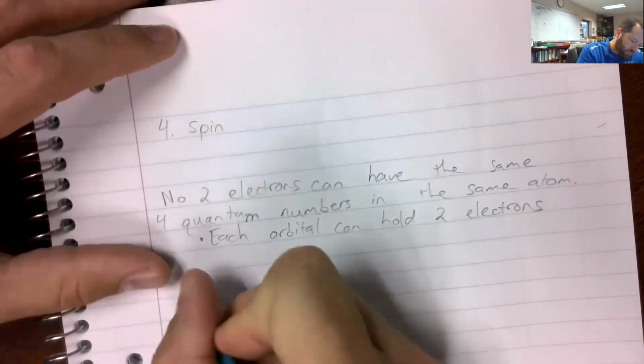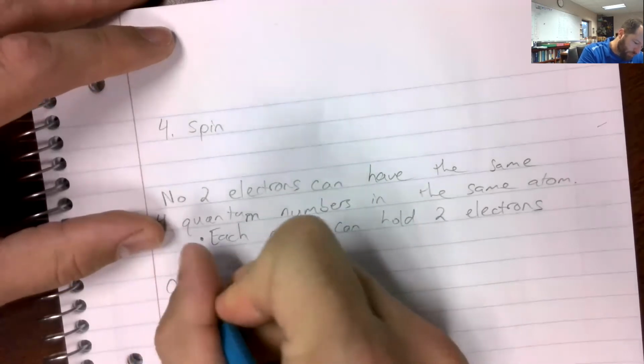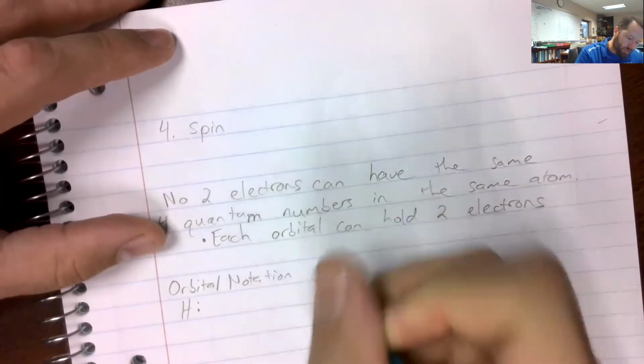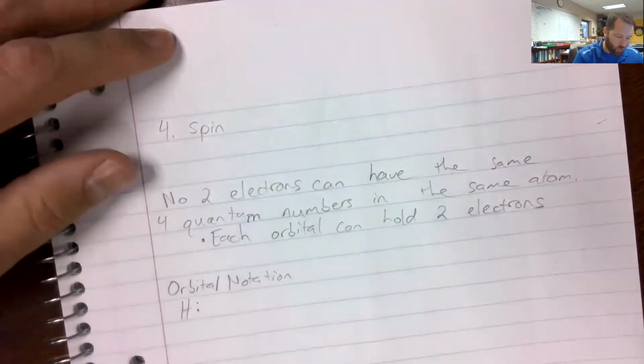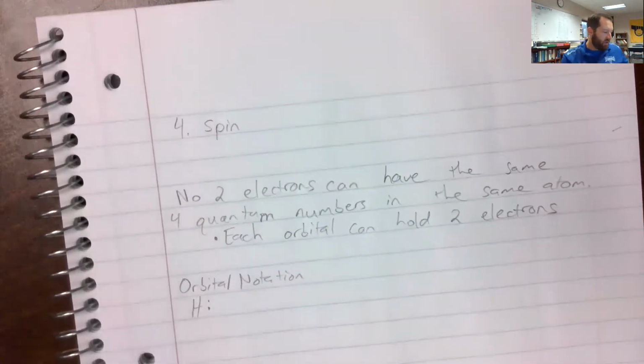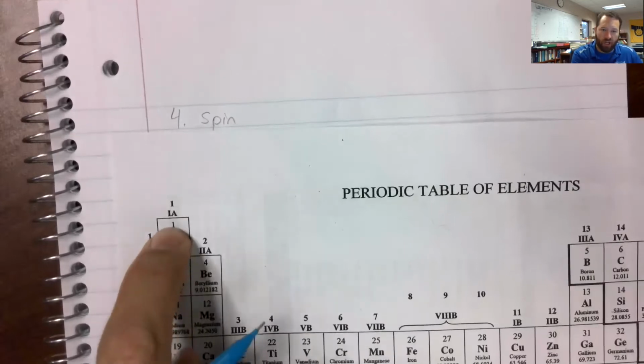Let's start off with hydrogen, and this is going to be what we call orbital notation. So watch orbital notation. A lot of people get this confused with the other one. So this is orbital notation, or sometimes we call it an orbital diagram. So hydrogen, our very first element, here he is, just 1 electron.